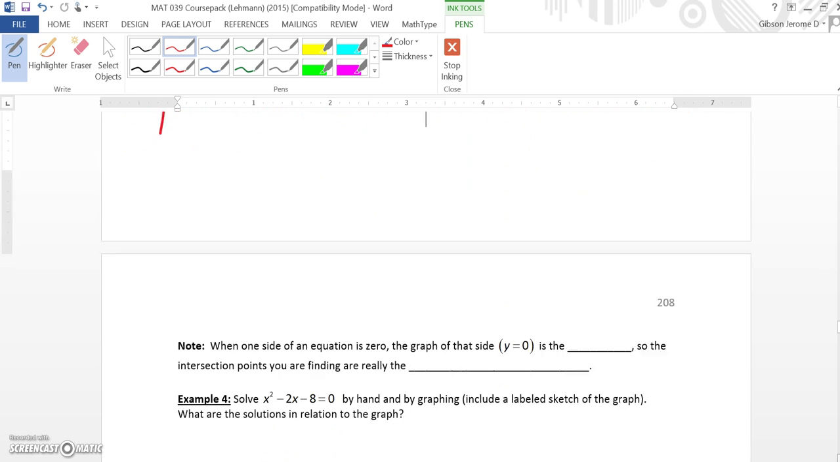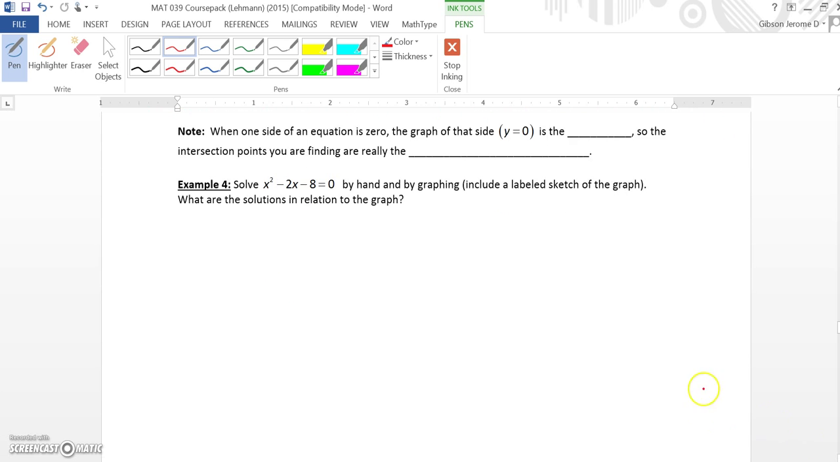Now, we come here to the note. It says when one side of an equation is 0, the graph of that side, y equals 0, is the x-axis. So it's the x-axis. So the intersection points you are finding are really the x-intercepts, or zeros.